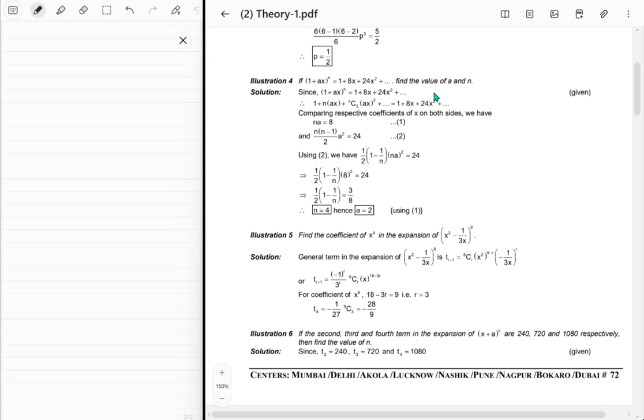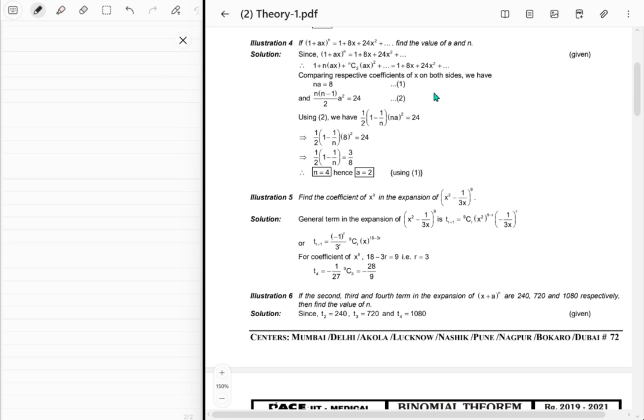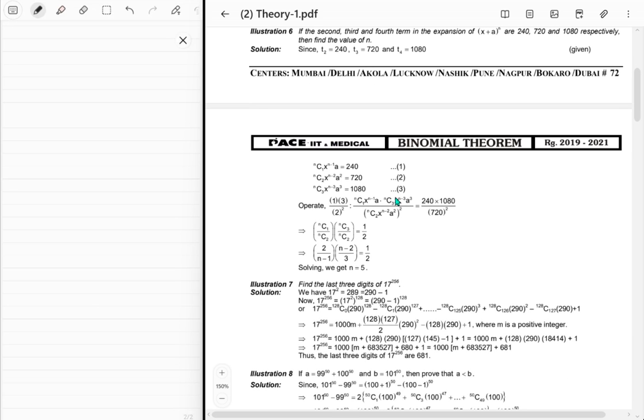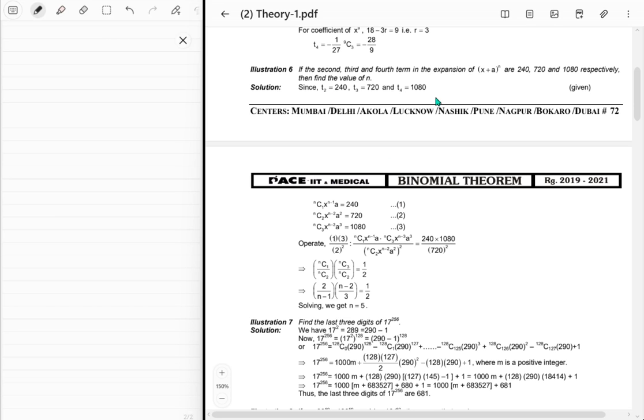Find the value of a and n. Right, so it's going to be like this. These kinds of questions. So till now they don't involve series or anything.